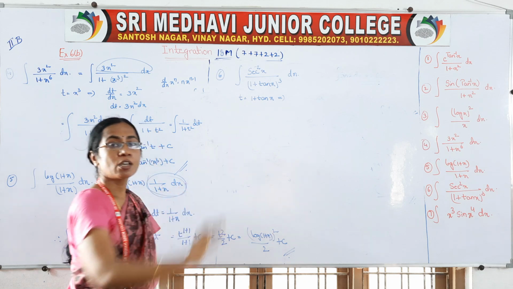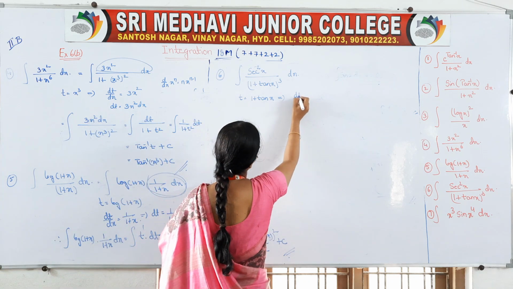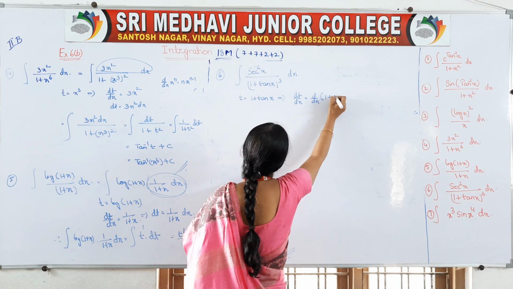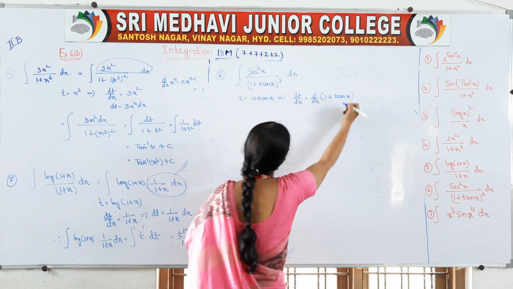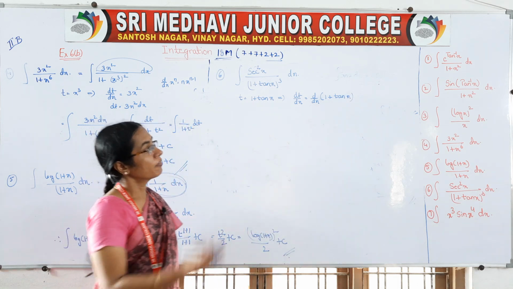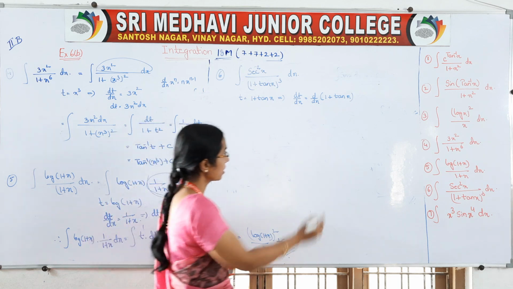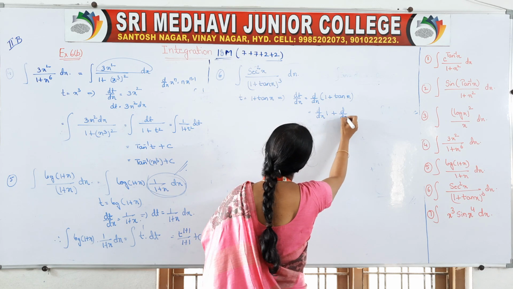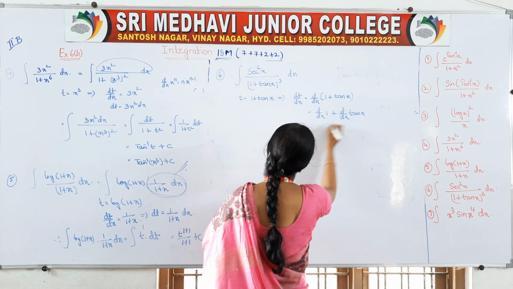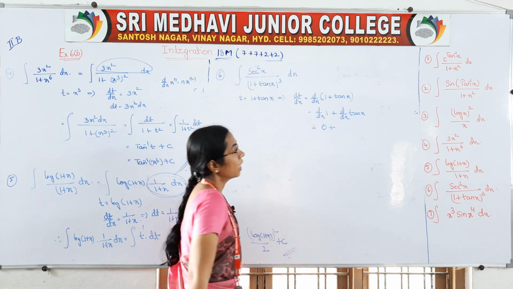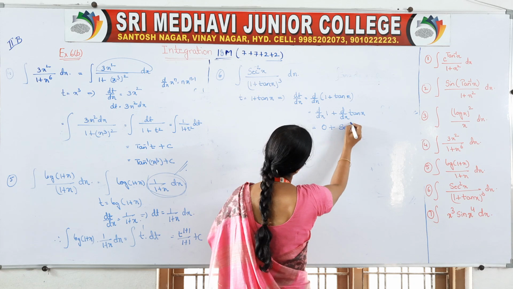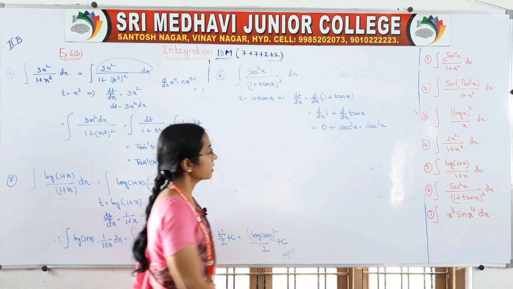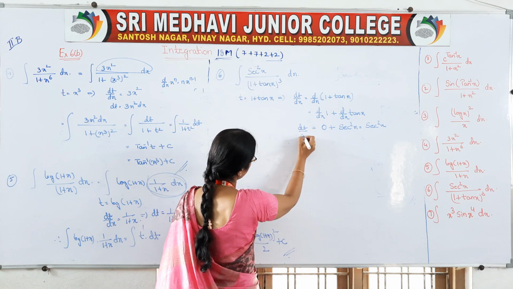Differentiating with respect to x on both sides, what happens? dt by dx is equal to d by dx of 1 plus tan x. Whenever plus is there we have to take separate derivatives. So it is d by dx of 1 plus d by dx of tan x. The derivative of a constant is 0, and d by dx of tan x is secant square x. So 0 plus secant square x is secant square x. This is your dt by dx.